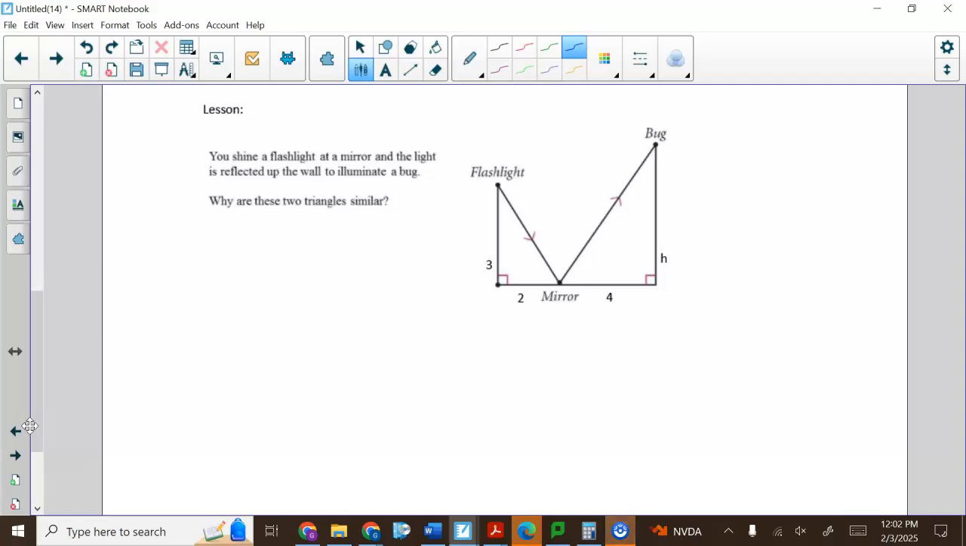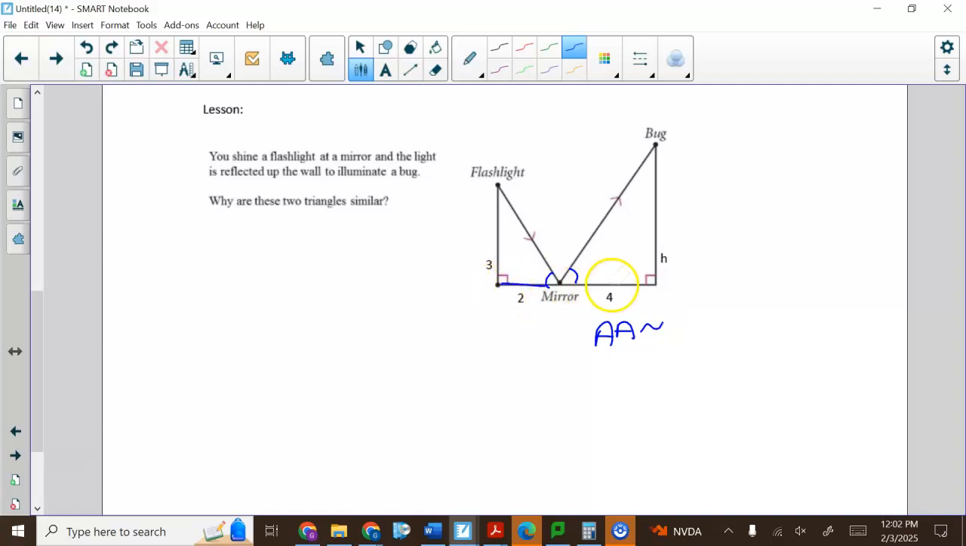Why are these two triangles similar? All right, so because of the right angle there, that's one of your angles. And then the other angle that's going to be the same is the angle that they come in at and the angle that they come back off. Okay, so that angle is going to be congruent as well. So these would be similar by angle similarity. And then we can figure out what the height of the bug is.